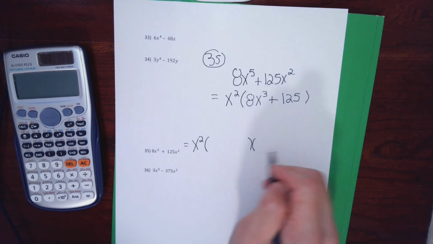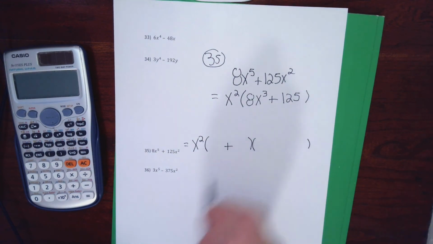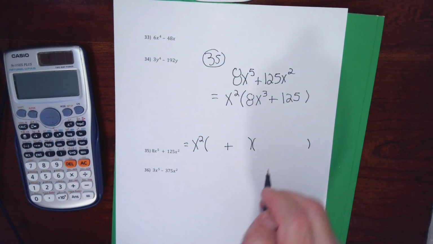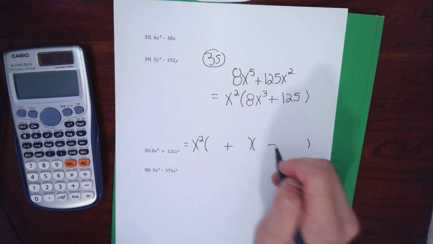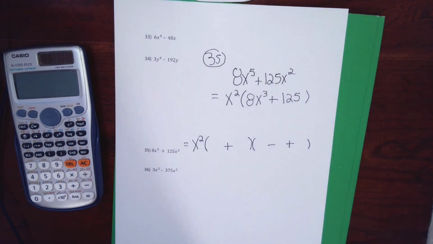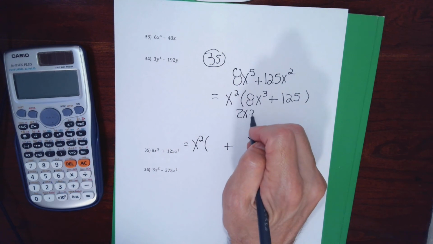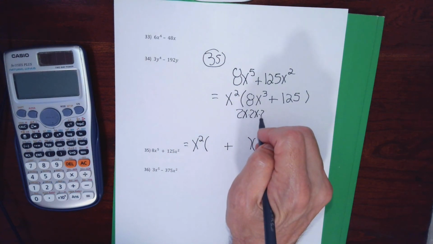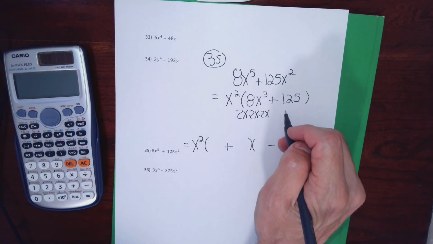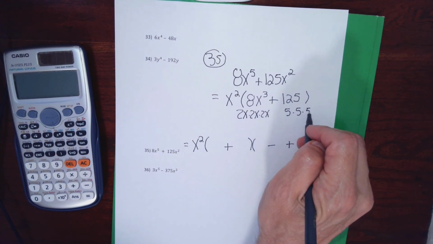For my parentheses, I keep the sign. This first sign is plus, I'm going to keep it. Then whatever sign I plug in, the first parentheses, I flip. The last sign is always plus. So keep the sign, flip the sign, plus, same opposite plus. Underneath the 8x cubed, I'm going to write 2x times 2x times 2x. And underneath the 125, I'm going to write 5 times 5 times 5.